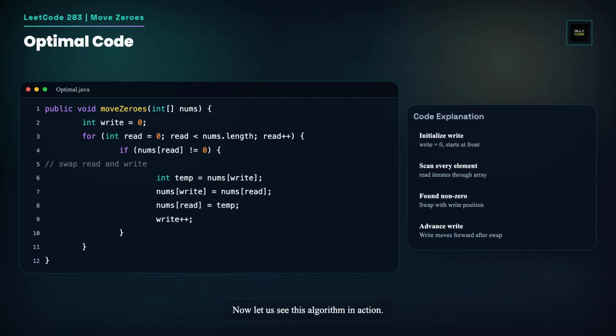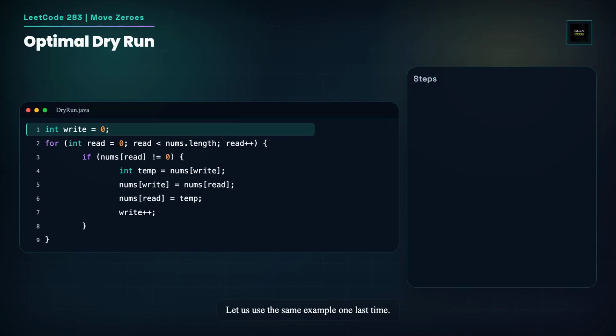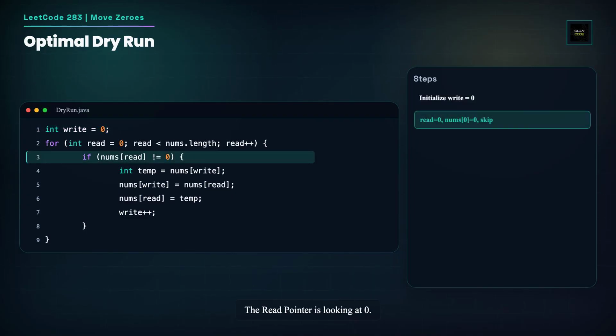Now let's see this algorithm in action. Let's use the same example one last time. The array is 0, 1, 0, 3, 12 initially. Both pointers start at index 0. The read pointer is looking at 0. The write pointer is also at index 0.